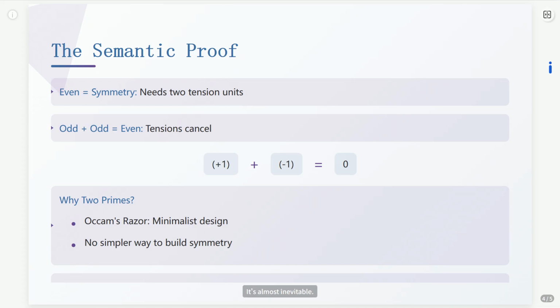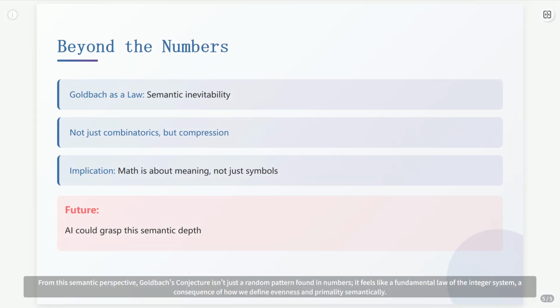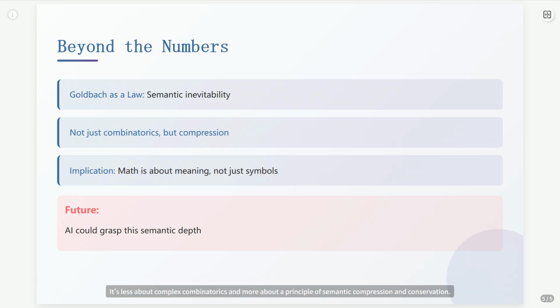It's almost inevitable. So, what's the takeaway? From this semantic perspective, Goldbach's conjecture isn't just a random pattern found in numbers. It feels like a fundamental law of the integer system, a consequence of how we define evenness and primality semantically. It's less about complex combinatorics and more about a principle of semantic compression and conservation. It suggests that sometimes the deepest truths in mathematics lie not just in the symbols, but in the meaning we construct. This approach might even hint at how future AI could potentially grasp mathematical intuition beyond mere formal logic. Food for thought, isn't it?